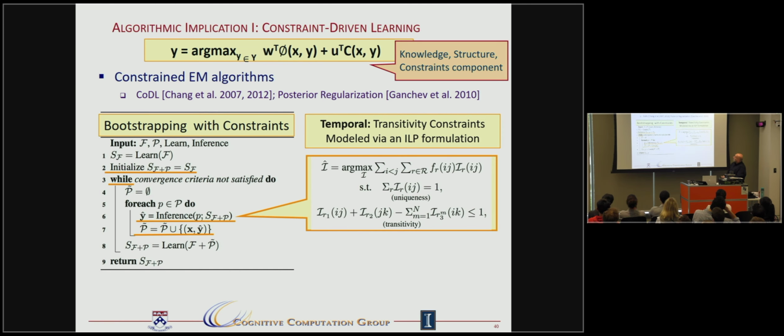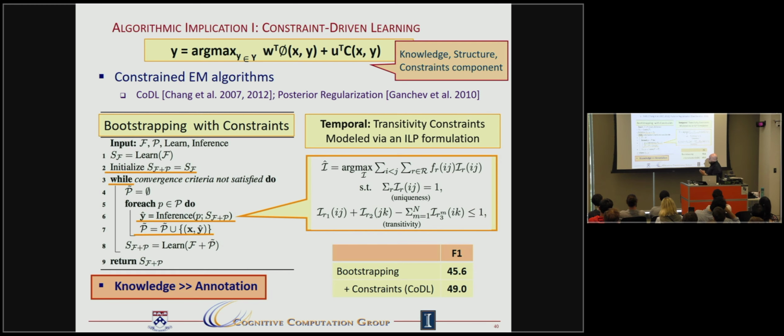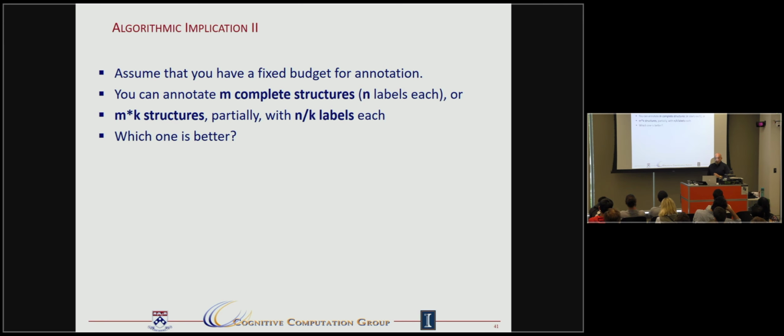So we've done this, for example, in the temporal domain, where we impose these constraints using an integer linear programming (ILP) formulation. And what you can see is very significant improvements in identifying temporal relations between just bootstrapping versus bootstrapping with knowledge. So again, this is another piece of evidence, and there's a lot of it, where knowledge incorporated into the learning is actually more powerful than annotation. And this can be quantified. We can generate graphs that show, for every piece of knowledge, how many examples it is worth. So that's one algorithmic aspect.